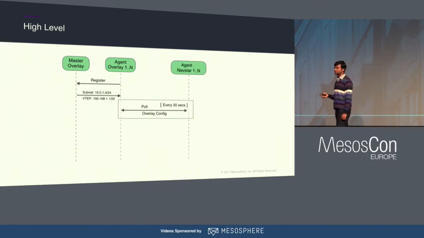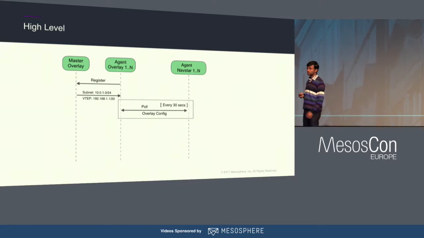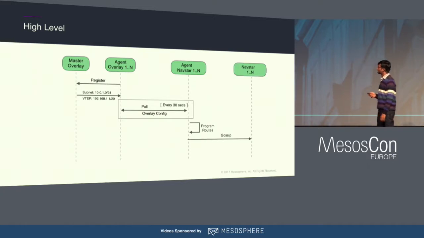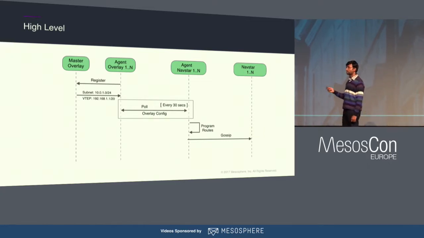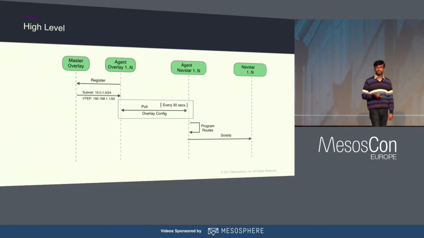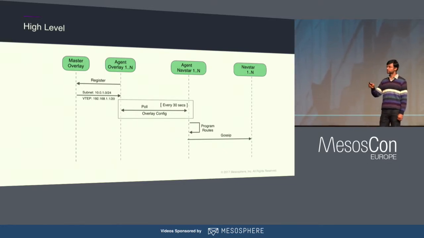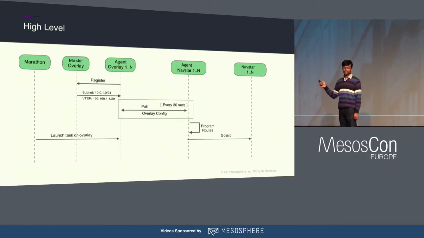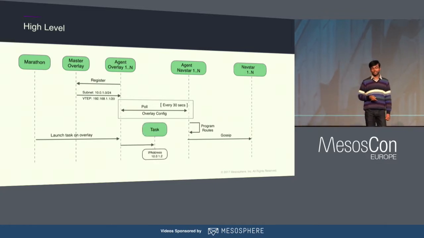Then there is a utility called Navstar that is running on each agent that polls the local overlay module. When the local module gets the subnet from the master, this utility picks up that subnet and configures routes appropriately into the host kernel. It also gossips this information to the rest of the Navstar instances that are running on other agents. And that's how they build a complete mesh of the network so that each agent knows what subnets the neighboring agent is holding and how to reach there. So when a task is launched by a framework, say Marathon, the task now has a routable IP address because the routes are already configured by Navstar.